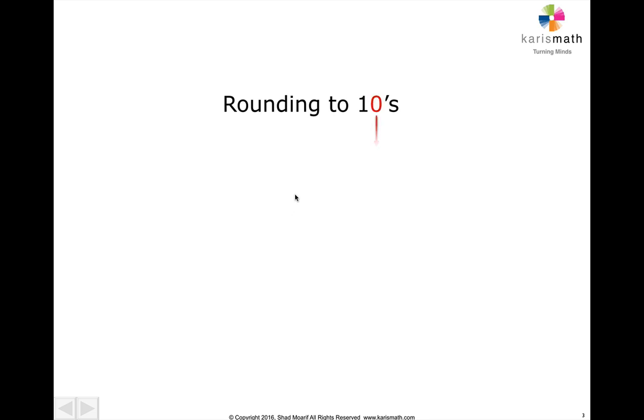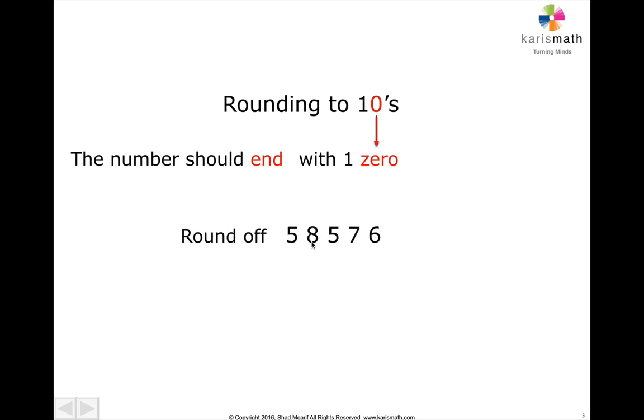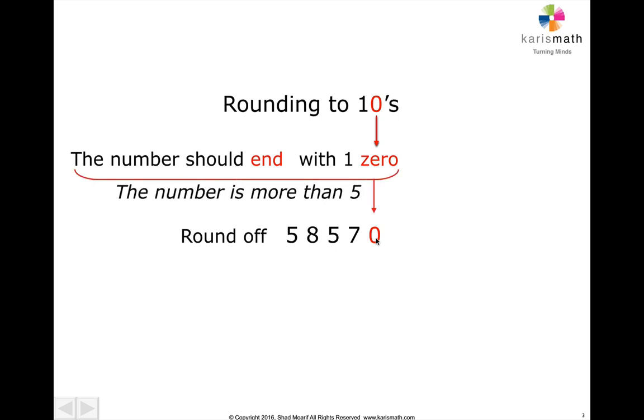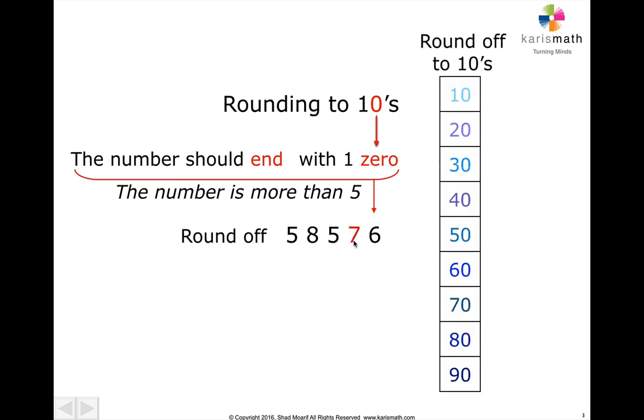So rounding to tens, we know that the rule is that the last digit has to end with a 0. The units have to end with a 0. The tens will change. So if you want to round off 58,576, the unit 6 has to turn into a 0. That's rule number 1. And if the units are more than 5, then it turns into the next 10. So we add one more 10 to 7 so that it becomes 8. That's what we did when we looked at it.